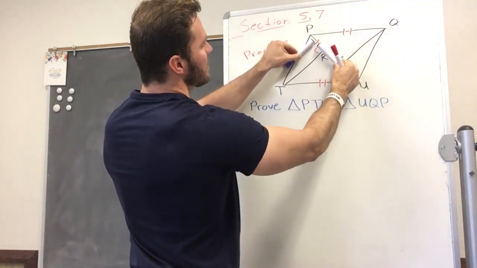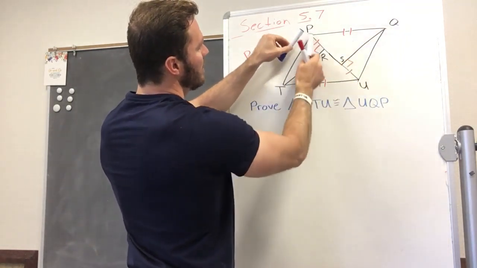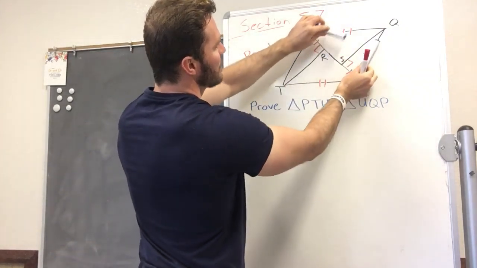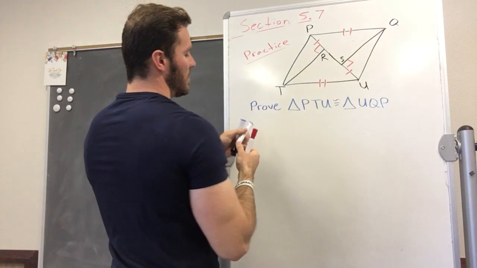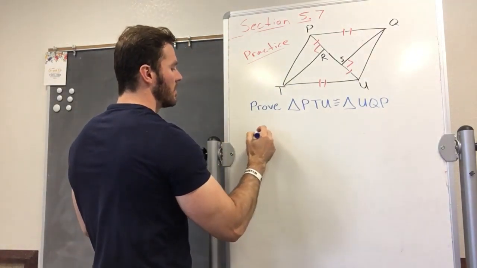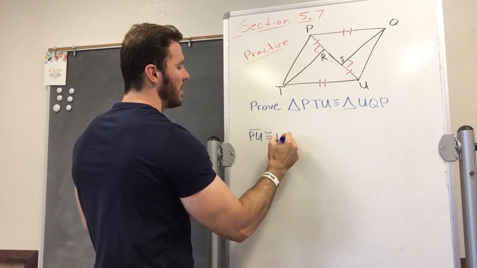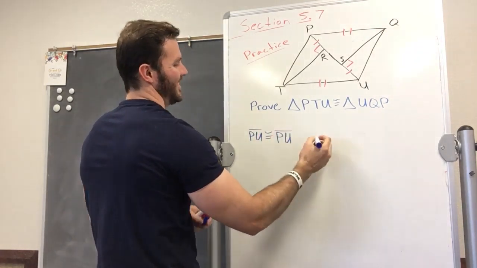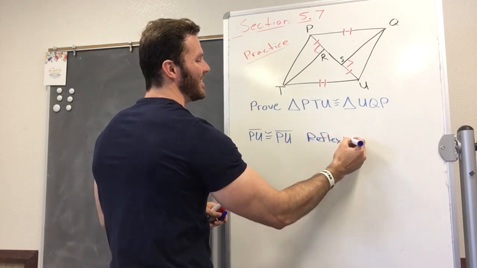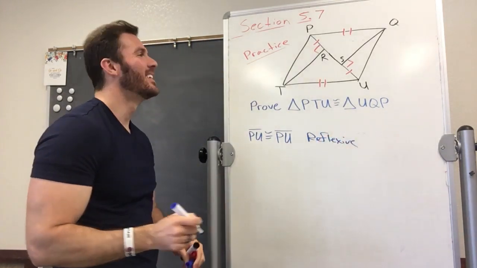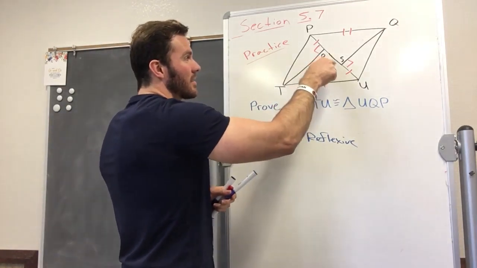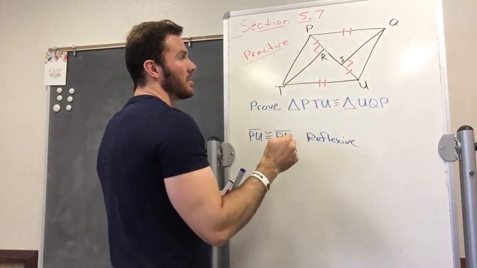So you see how there's this triangle right here? This PU is being shared with this triangle. So I could say PU is congruent with PU. Then that's the reflexive property. Which means this little piece is congruent to itself, RS, RS.